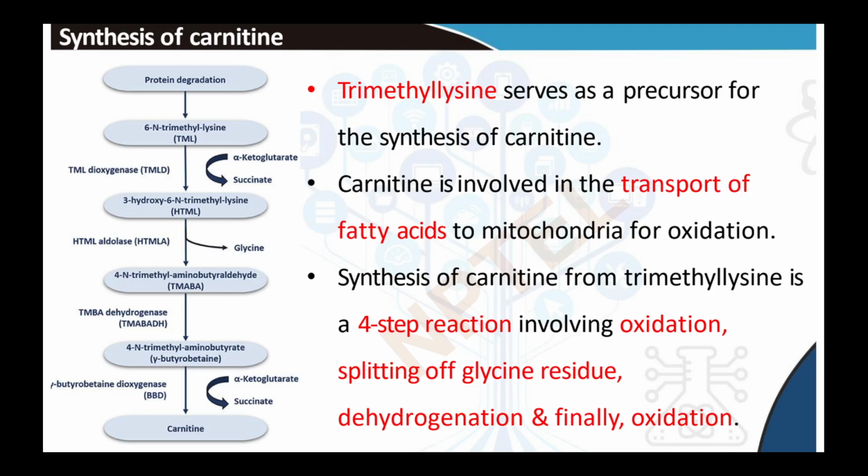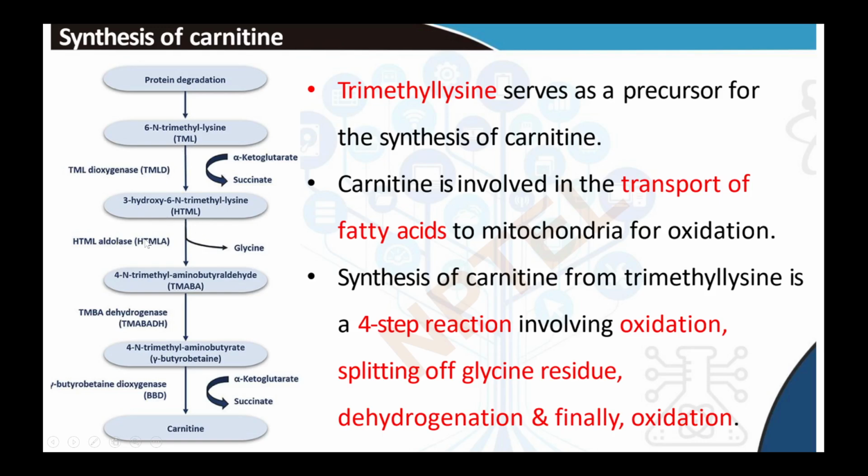Both the dioxygenase steps are connected with alpha ketoglutarate to succinate formation. So trimethyl lysine serves as the precursor for carnitine, as I've already explained. Carnitine is involved in the transport of fatty acid to mitochondria for oxidation. The synthesis of carnitine is a four-step reaction involving oxidation, splitting of glycine residue, dehydrogenation, and finally again oxidation. First oxidation is by dioxygenase, where alpha ketoglutarate is converted to succinate, and TML is oxidized to HTML.